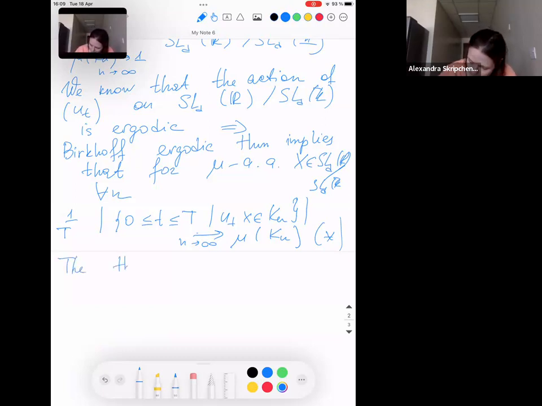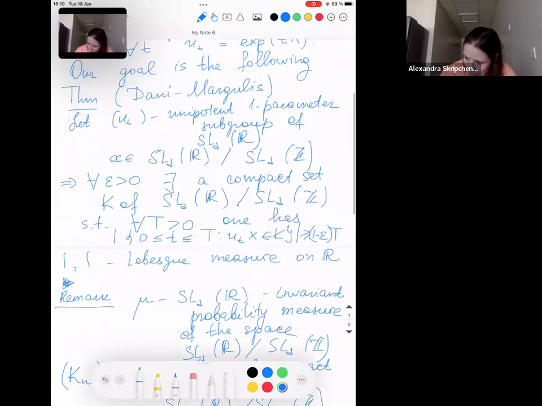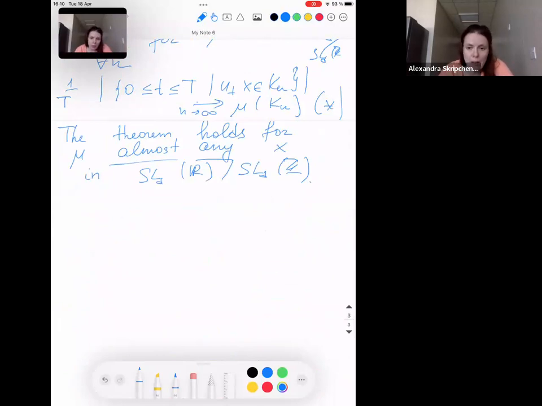So the theorem holds for mu almost any x in SL_d(R) over SL_d(Z). But if you are attentive, you already noticed that here I stated it for any x. We want it to be true for any x. And as we discussed previous time, this is the key difference between homogeneous dynamics and ergodic theory. Ergodic theory is a very powerful thing, but basically there is no way to state anything that would hold always. All the theorems you may imagine hold almost always, at most. While in homogeneous dynamics, we can replace almost any by any.